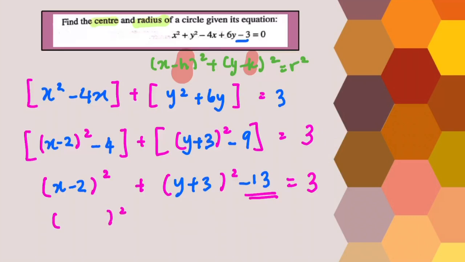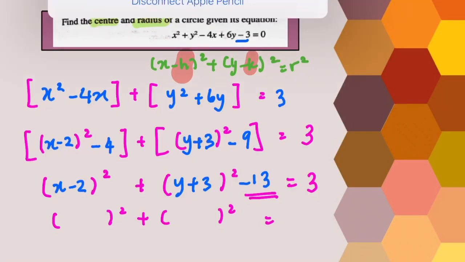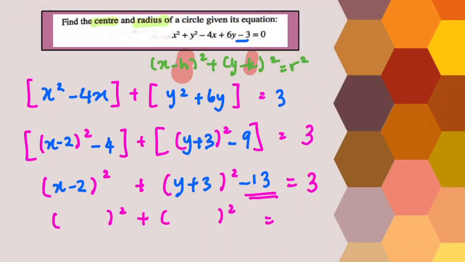So let's conclude our answer. For the last step, we want to bring the completed square for x, completed square for y, and now all of the constant, we want to bring it to the other side.